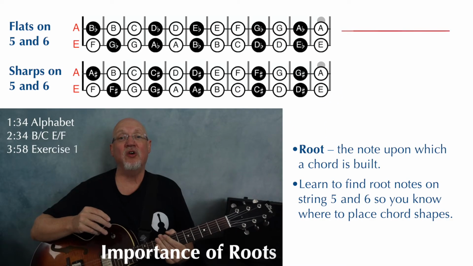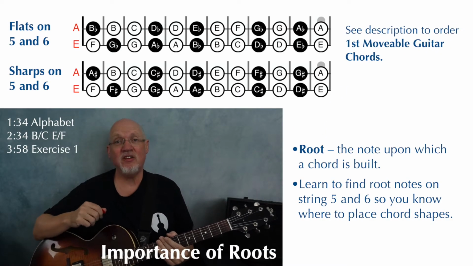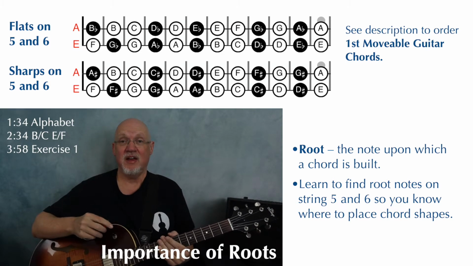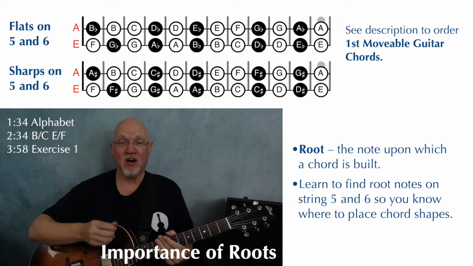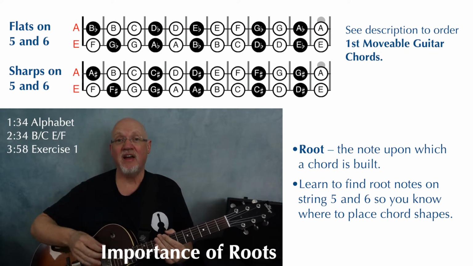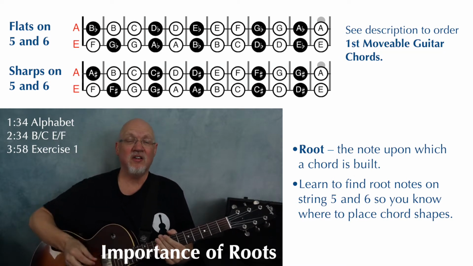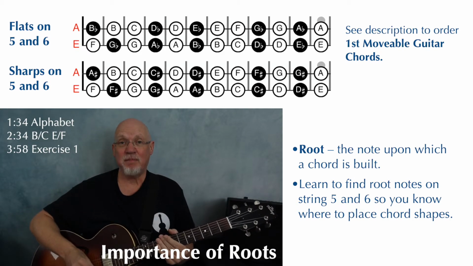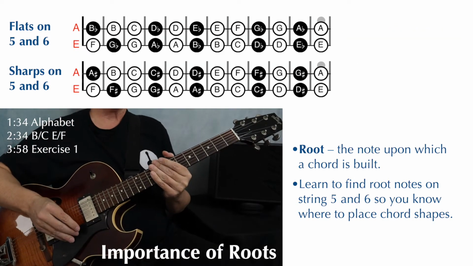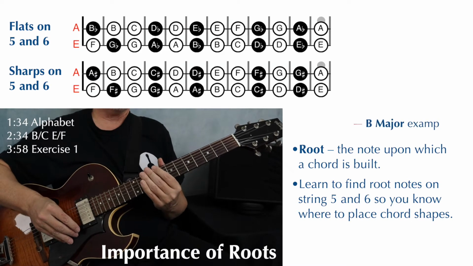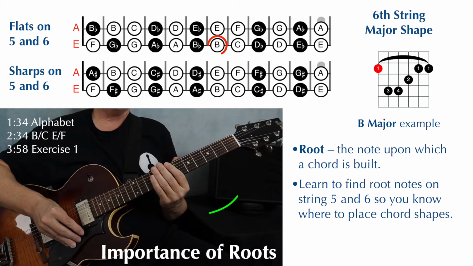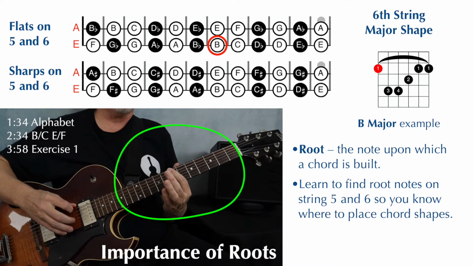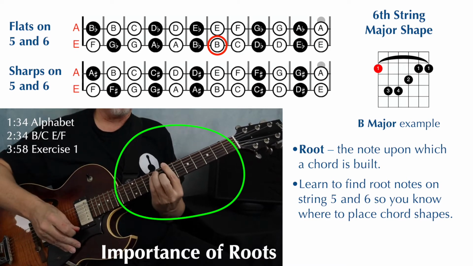The root is the note the chord is built on, and the key to using these movable chord shapes is to form your shape and then move it to wherever the root happens to be on the 5th or 6th strings. And for that, you need to know the names of the notes on strings 5 and 6. For example, if you wanted to play a B major chord on the 6th string, you would form the 6th string major shape that I showed you briefly on page 4 and move it to where the B is located on the 6th string at the 7th fret. So that would be a B major.